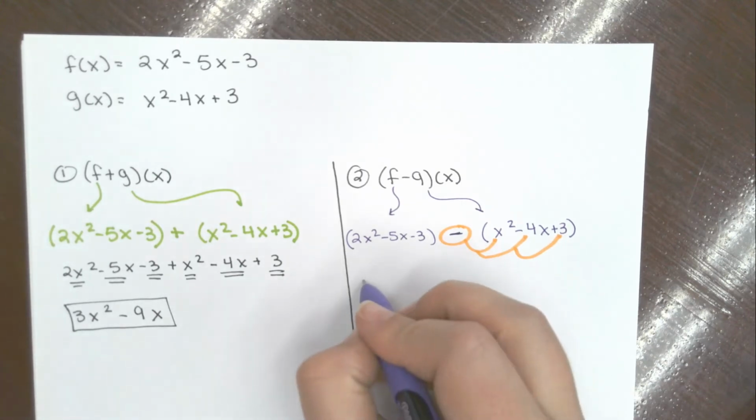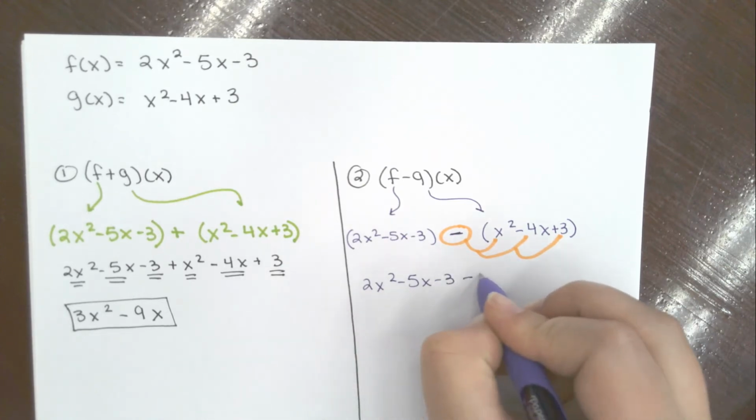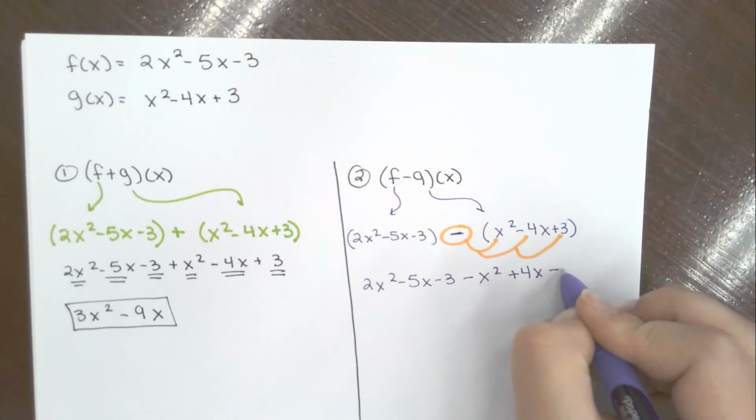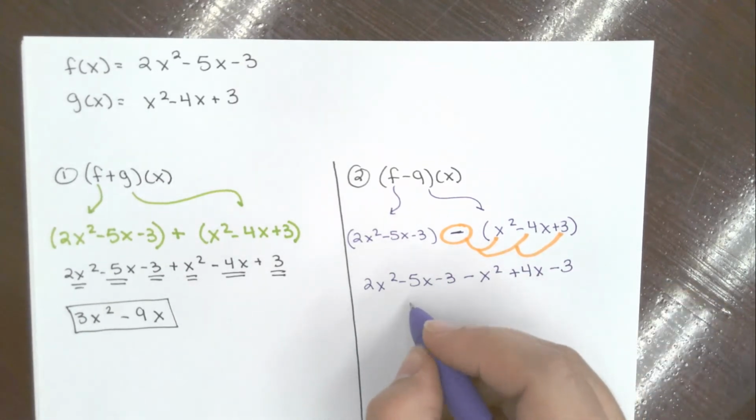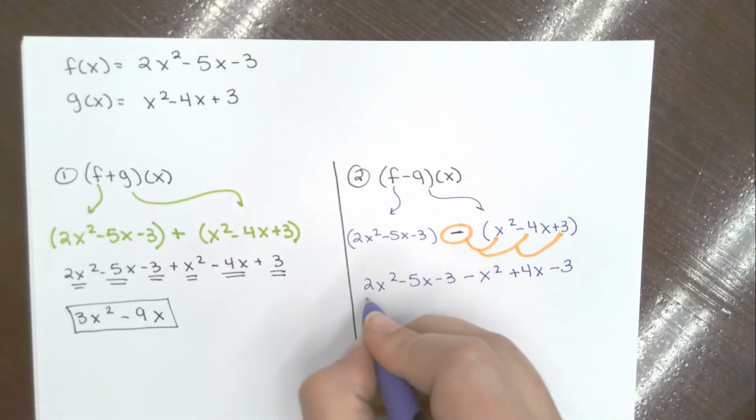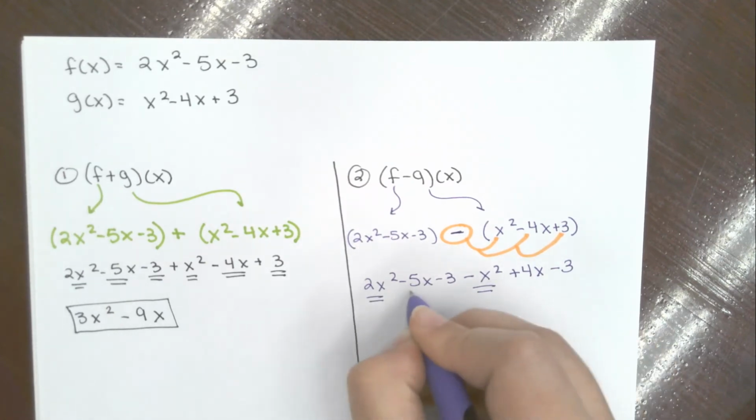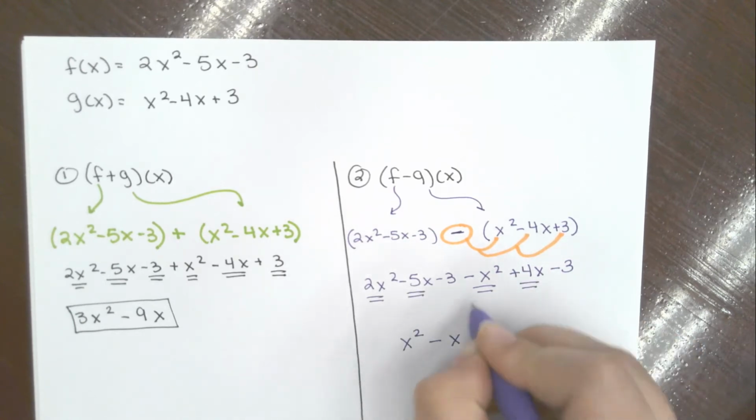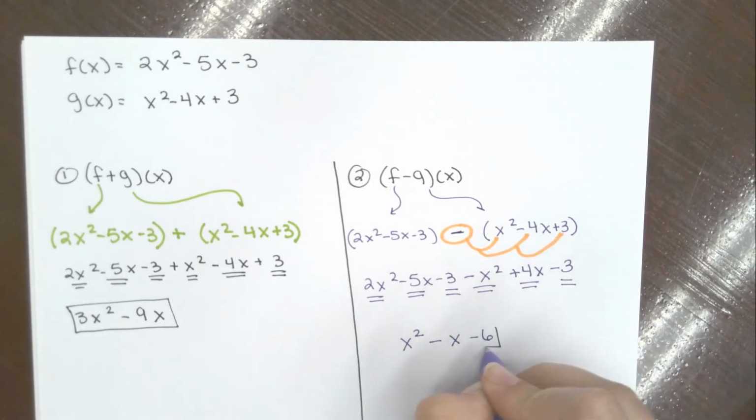So we have 2x squared minus 5x minus 3 minus x squared plus 4x minus 3. So that changes everything. Let's go ahead and simplify that. We have 2x squared minus x squared, so we have 1x squared here. We have a minus 5 plus 4, we got a minus x. Negative 3 and a negative 3 gives us a negative 6, and here's our answer.